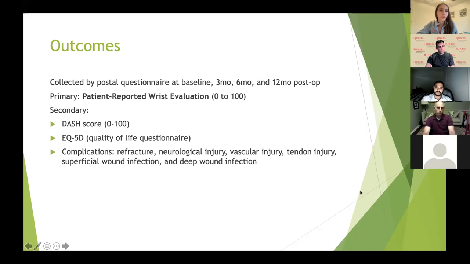And then secondary outcomes they looked at are the DASH score, 0 to 100 again. Bobby talked about this a little bit, but again, a higher score is worse disability. An EQ-5D, which is a quality of life questionnaire. And then if there were any complications such as refracture, neurological injury, vascular injuries, tendon injuries, or wound infections. I think that was just about it.